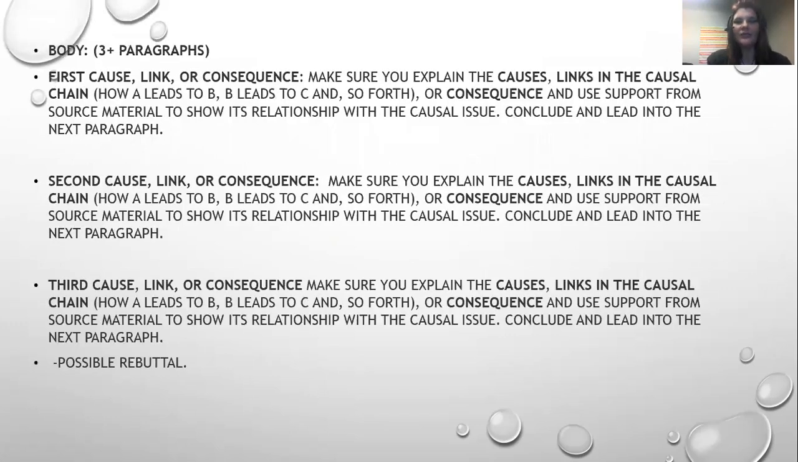Here are the body paragraphs where you'll take each one of those cause and effect arguments and support them with a topic sentence and outside research. You can also, of course, have a rebuttal. Some instructors may require that. It really depends on your course assignment description.